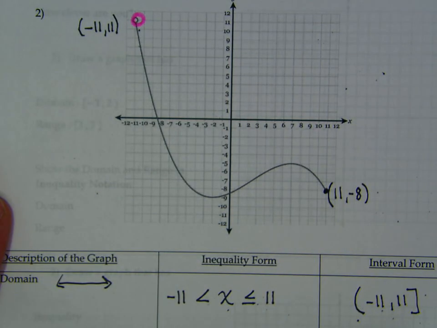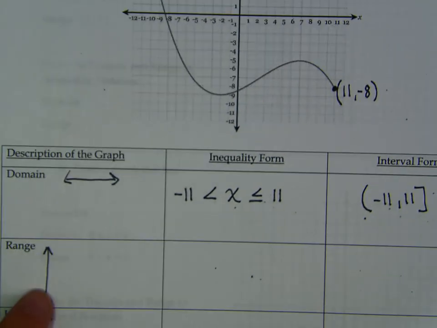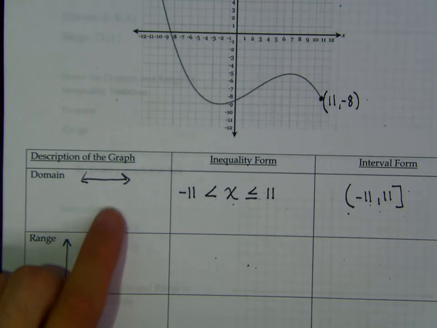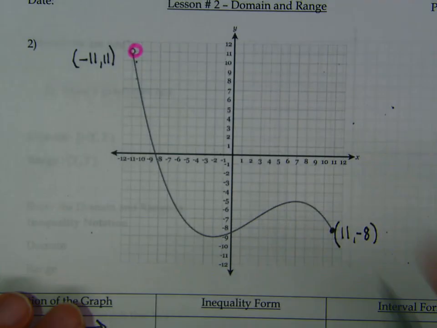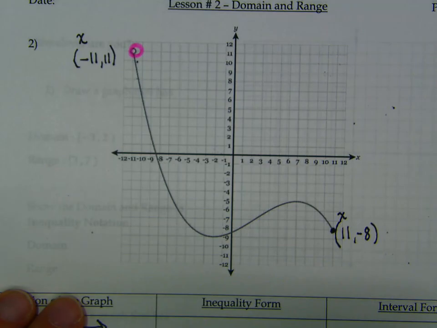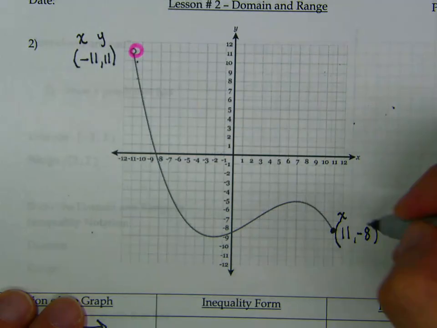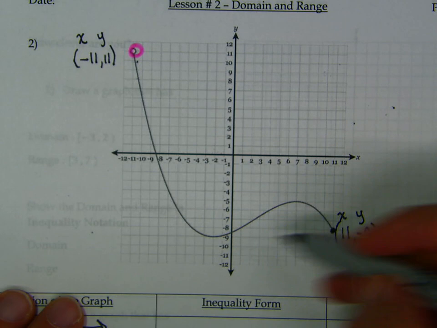Okay. Well, let's take a look over here. What's the range, right? What is the highest point on my graph? Well, notice here for domain, when you are looking at domain, you're looking at the x values. But for range, I'm looking at what? I'm looking at the y values. So what are my y values from lowest to highest?